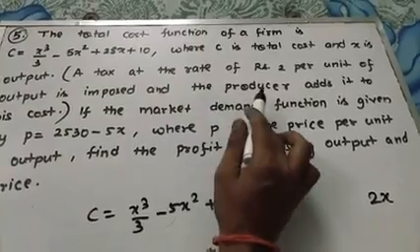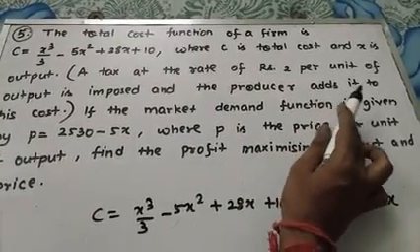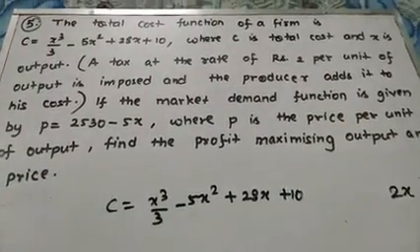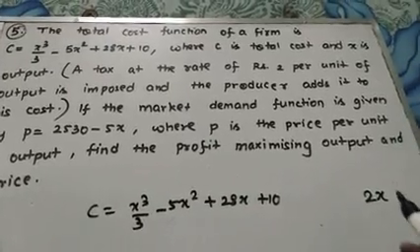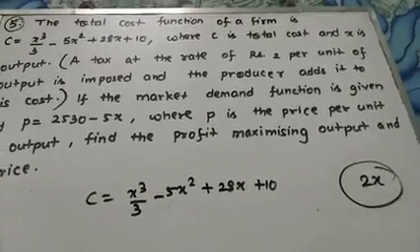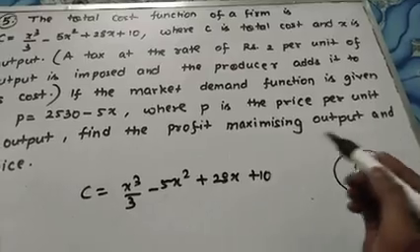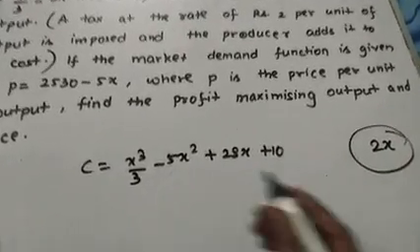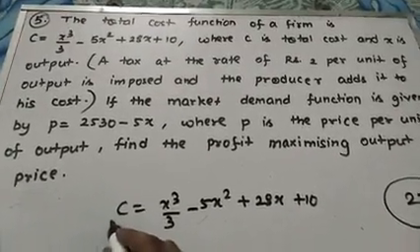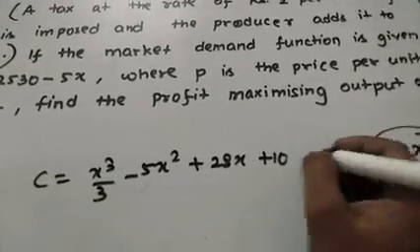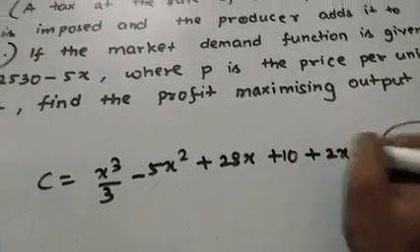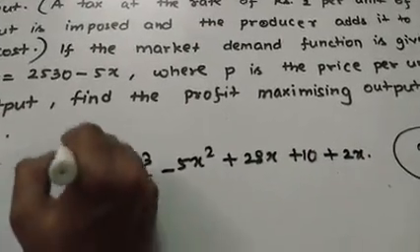And the producer adds it to his cost. That means that tax, this is the tax 2x, is added to the cost. That means this was the cost given to you. Now, after adding the tax, finally what cost do you get? This is the cost function you get.